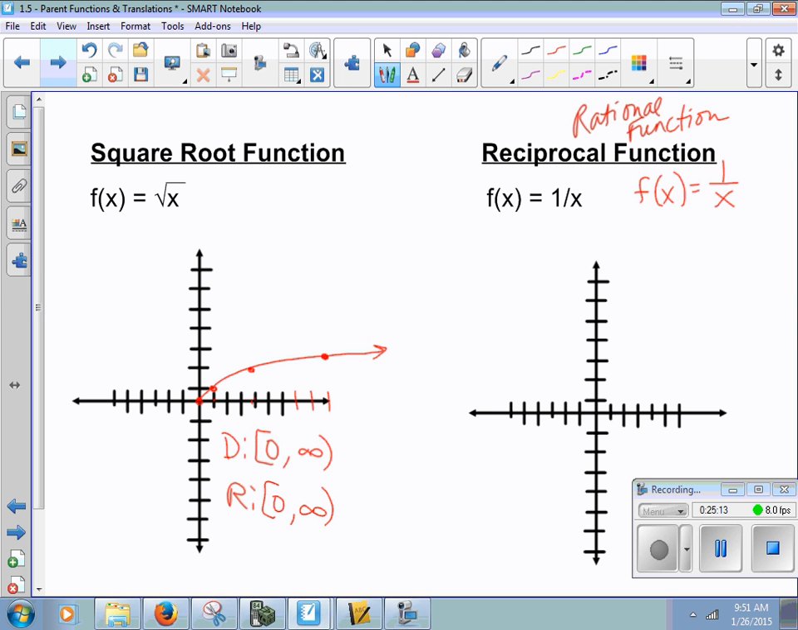Now, where are the pieces of this function going to be? Around the zero, symmetrical to the origin, yes and yes. But where are the pieces going to be? Which quadrants will they lie? In the first and the third. First and third, why?